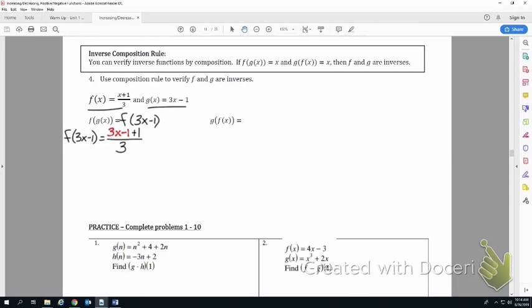Right now, wouldn't the 3 cancel? Not first. What's going to cancel out first? The 1s. Negative 1 plus 1. And then, what's going to cancel out? The 3's, because I would have 3x over 3. And because f of g of x equals x, that means that they are inverses of each other.